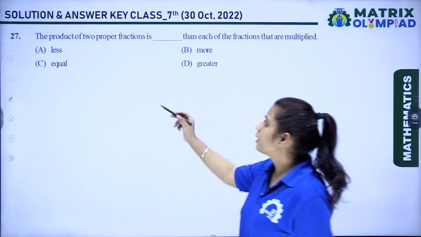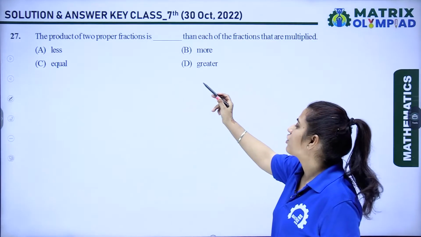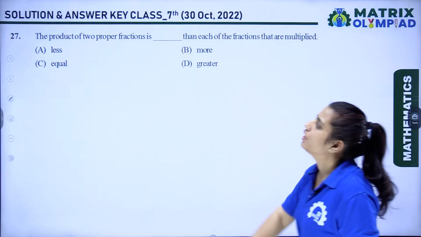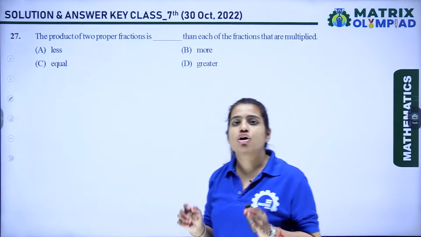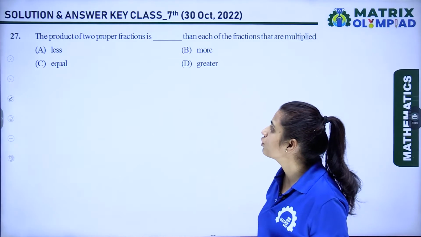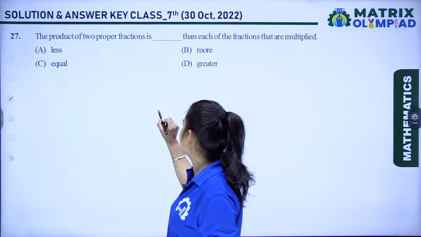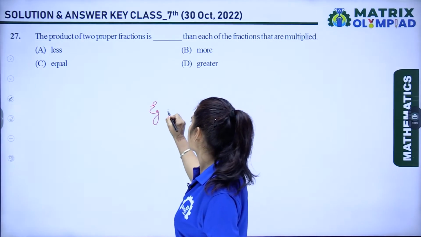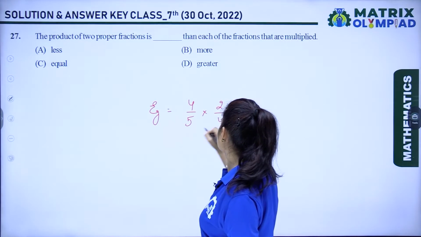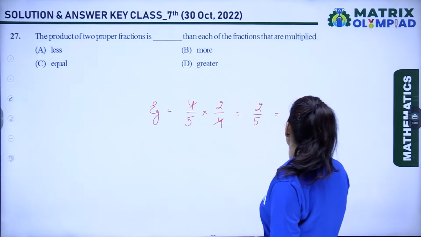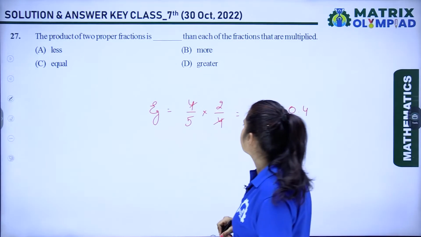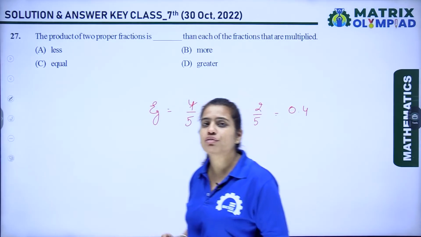Now the next question is, the product of two proper fractions is dash then each of the fractions that are multiplied. Here we have to find the product of two proper fractions. Let's take an example, 4 by 5 multiplied by 2 by 4. That's 0.4. So this is the product, 0.4.